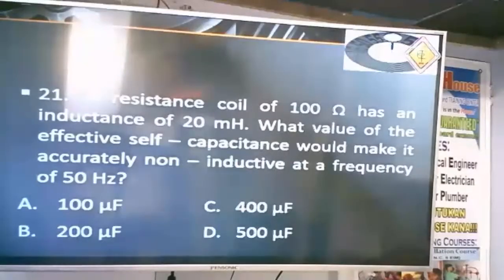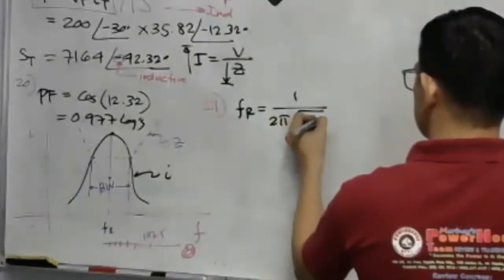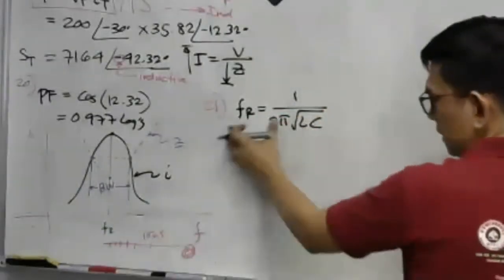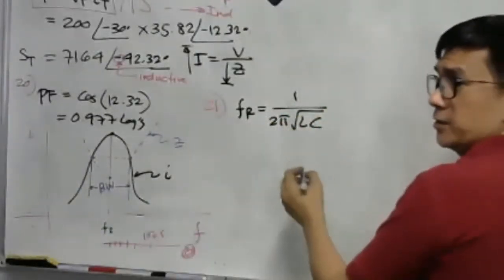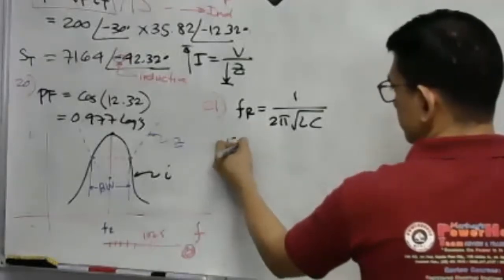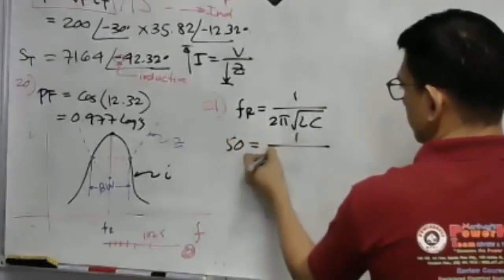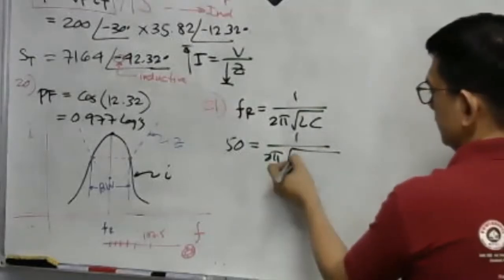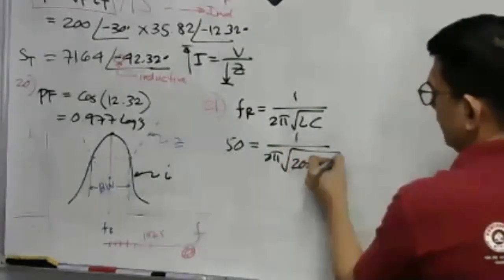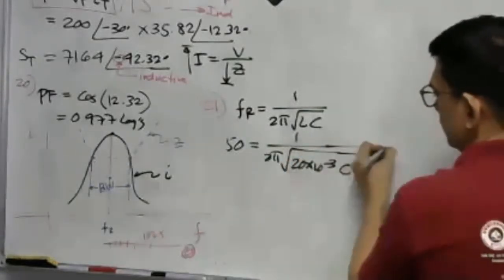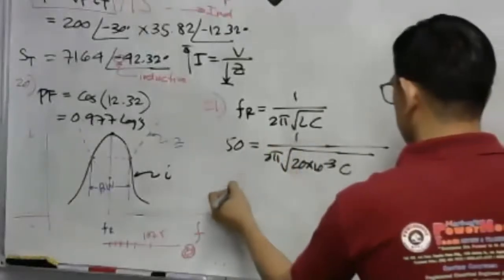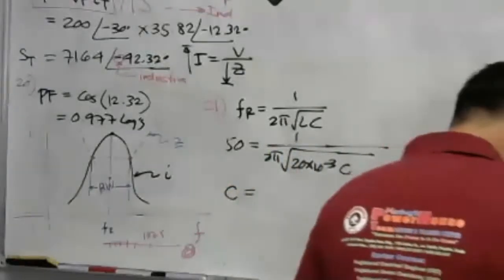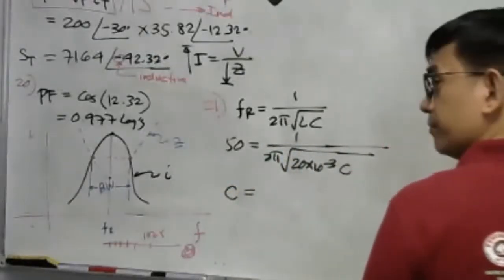Actually, using the formula of resonant frequency, 1 over 2 pi square root of LC. That is the basic formula. The resonant frequency is 50 hertz here. So 1 over 2 pi square root of L. What is our L? 20 times 10 raised to negative 3. Then you have your C. Okay, you can keep solving on your calculator. Anyway, I'll just give you the final answer here. That is 506.